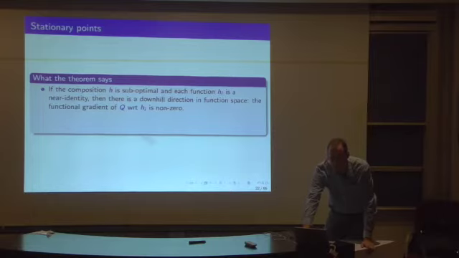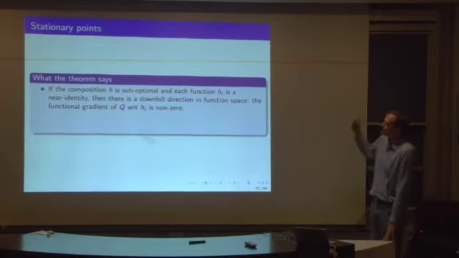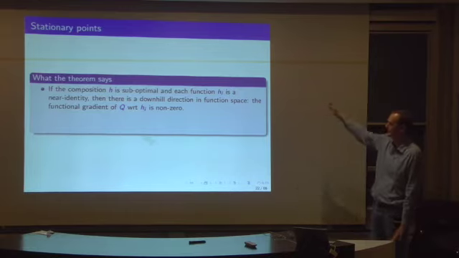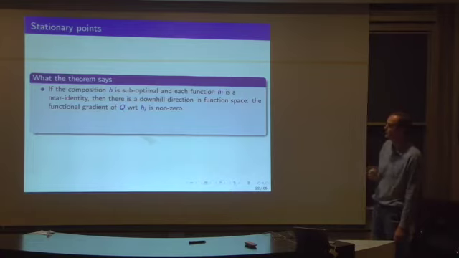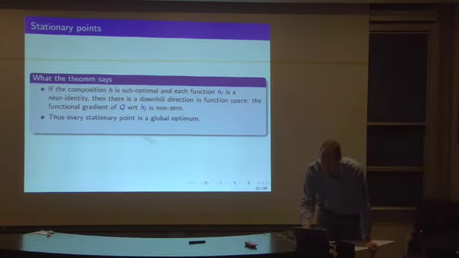So the theorem tells us that if we have a suboptimal H, as long as we're close to the identity at each step, then there's some direction in function space in which we can move.